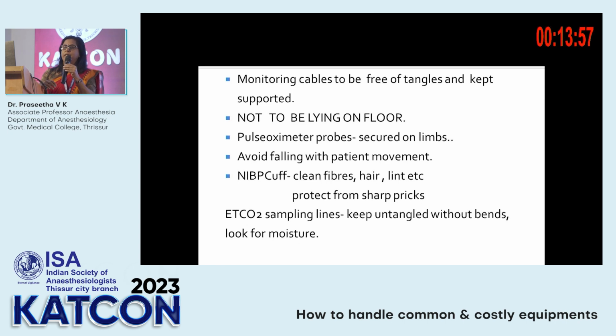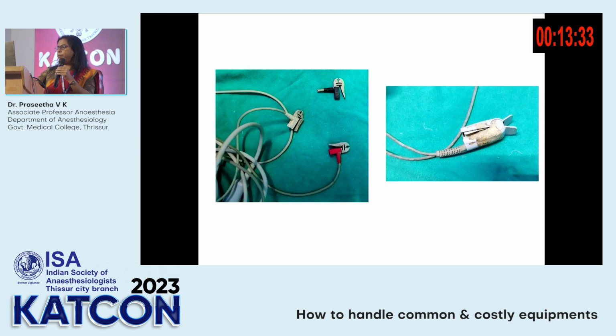A common thing seen with ETCO2 lines, especially for side stream ETCO2 monitors, is that the lines keep bending, especially close to the endotracheal tube, and you will not get a proper tracing. Also look for moisture in the lines when you have to change the lines.